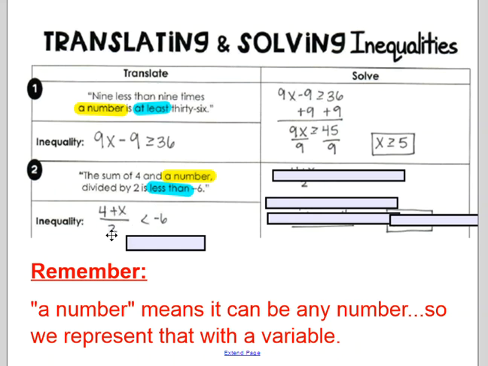Now, you might not have written it like that. Sometimes people do it like this. The sum of 4 and a number divided by 2. This is the same as this, essentially. These are equivalent. So if you wrote it this way, that's fine. If you wrote it this way, that's fine too.